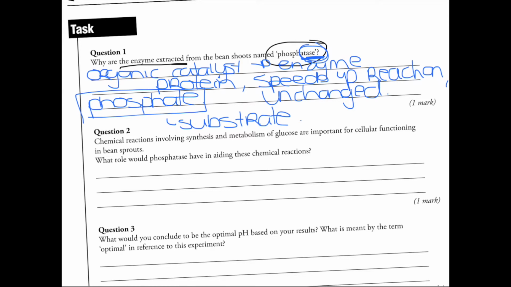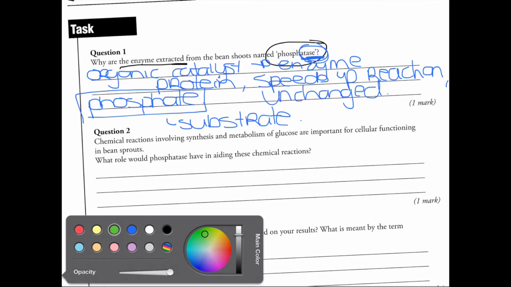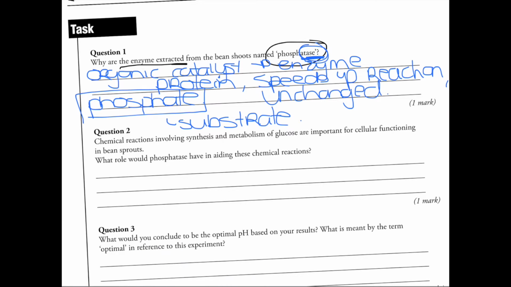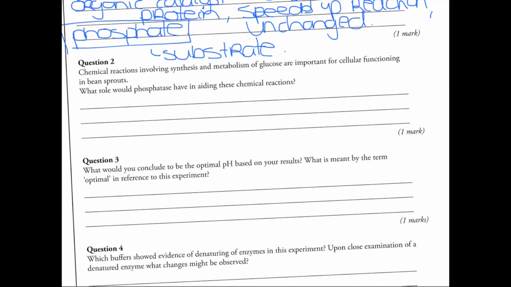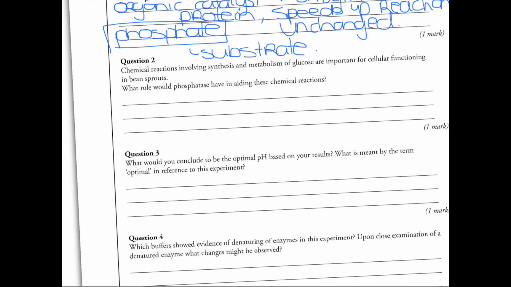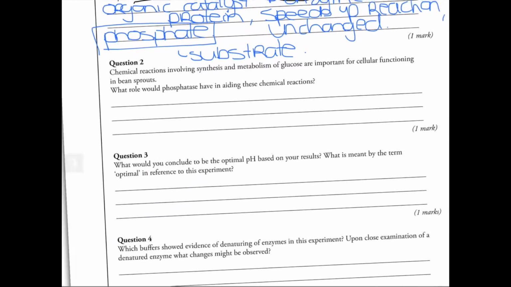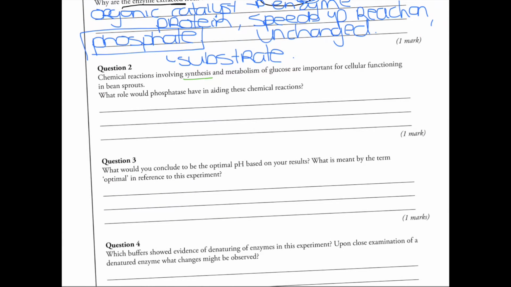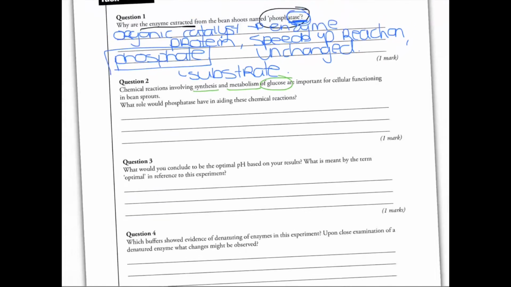Okay, I might even change colours for when we go to different questions, just to try and make our lives a little bit easier. Yeah, because we're going to need some space for this one. Chemical reactions involving synthesis and metabolism of glucose. So remember how I was saying to you in, I think it was the topic test 1 video, that glucose is extremely important.